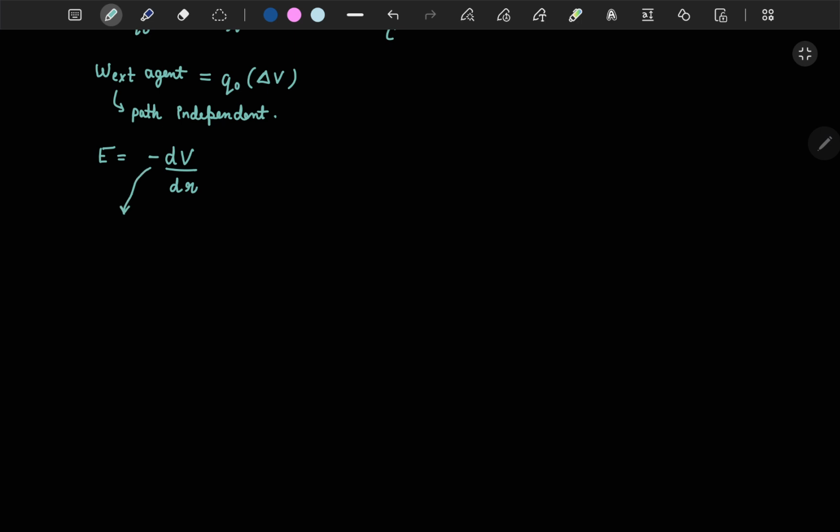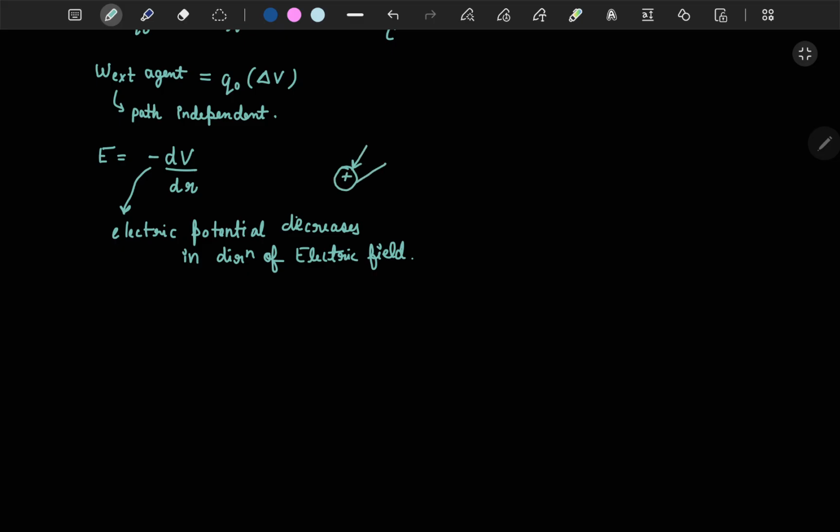What does the negative sign here tell? It tells us that the electric potential decreases in the direction of the electric field. We have already talked about the electric field direction. For a positively charged body, it is radially outwards, and for a negatively charged body, it is towards the charge. So basically, electric field direction is from positive to negative.